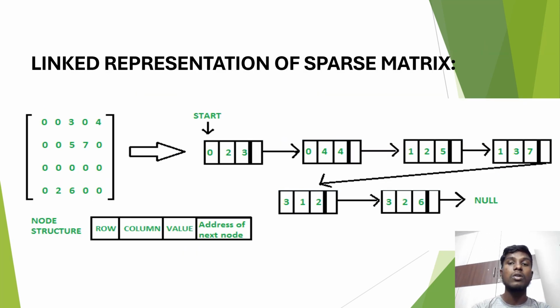Linked representation of a sparse matrix. It links the row, column, and value of each node to the next node. We can start from 0 2 3, then 0 4 4, then 1 2 5, then 1 3 7. This is the start. Then 3 1 2 and 3 2 6, and then null.